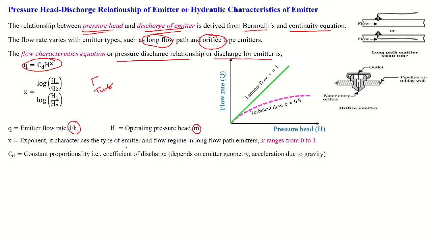It tells us the type of flow in emitters, and this value varies from 0 to 1. This is the most important; please remember the exponent x varies from 0 to 1. CD is the constant of proportionality, Q is directly proportional to H, your operating pressure head. This constant of proportionality depends on the type of emitter and its geometry: which shape, which size, which diameter, and gravity. Here you can see the long path emitters.